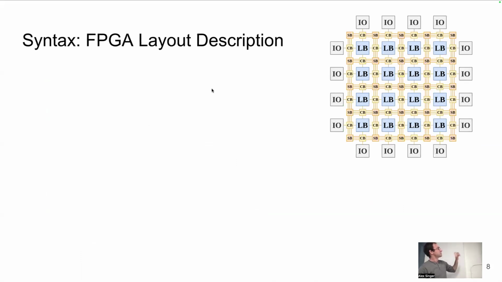So I'm going to look at those blue ones first. See that FPGA up there? I want to implement that in VPR. What's the architecture description file going to look like for this? Well, the very first thing is I'm going to use the tiles tag.